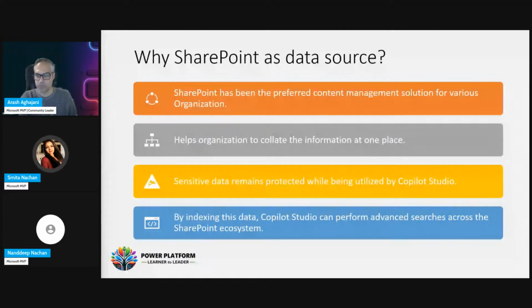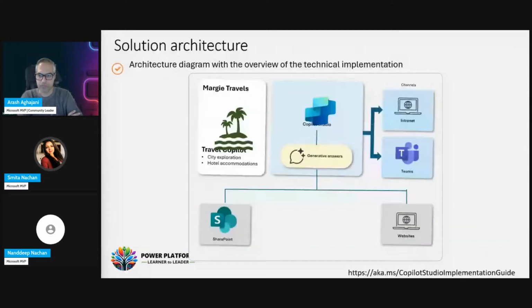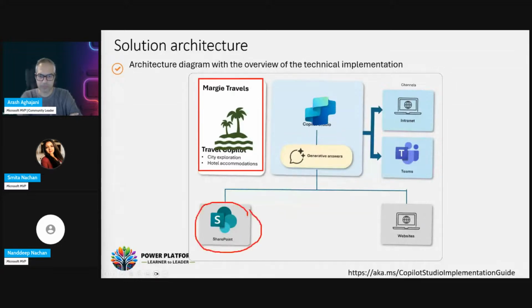With that, let's go ahead and check one example. Before going into the actual demo and how we are going to do the setup, first I would like to discuss the solution architecture diagram. Let's say one example, we are going to create one travel copilot, and the name of the travel copilot will be Margit Travels. We will have one SharePoint site. In the SharePoint site, we will have a document library, and with the help of Copilot, we are going to show you the real-time data as per the questions asked by the end user.